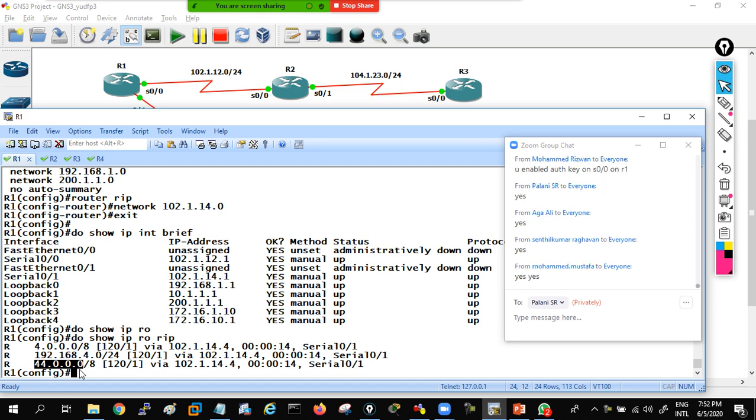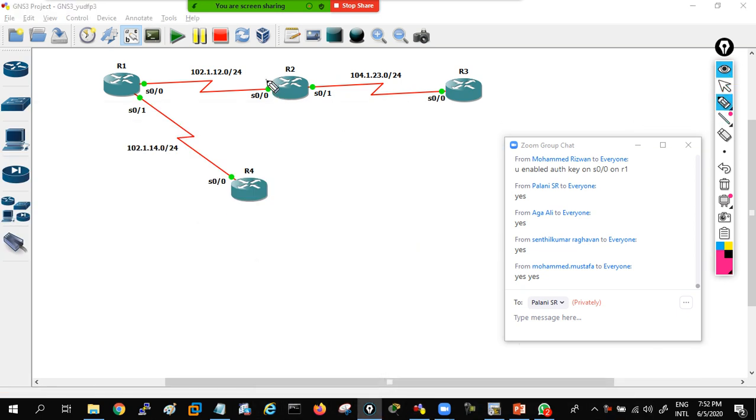Everybody, guys, Mustafa, right? See there. Now what I'm going to do, I'm going to router 2 here. I'm going to enable the authentication.